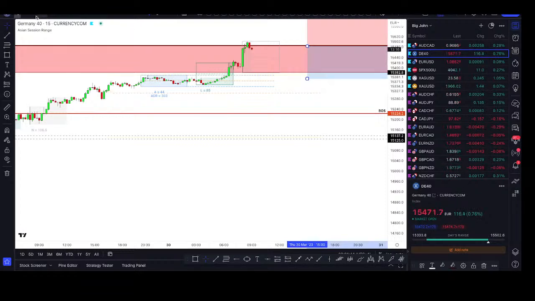So yeah, we have got German 30 that is now starting to weaken. This is a trade I'm looking to take now, so I'm going to be paying attention to this at the moment. I'm just waiting for it to break structure on the 15-minute time frame.